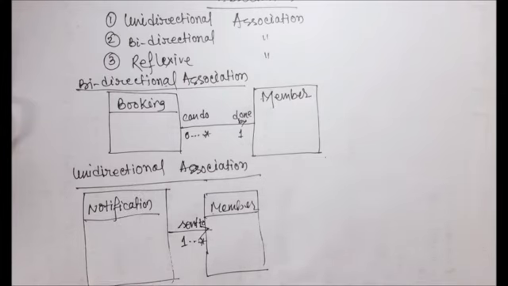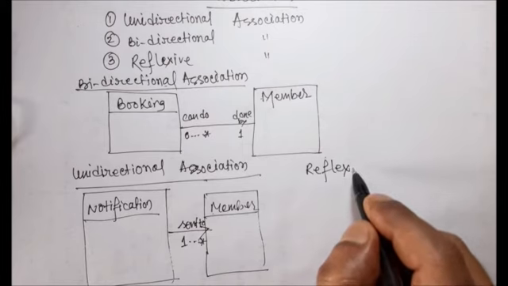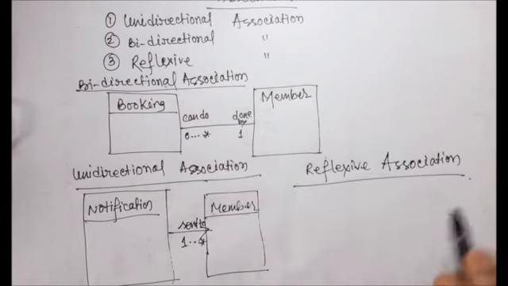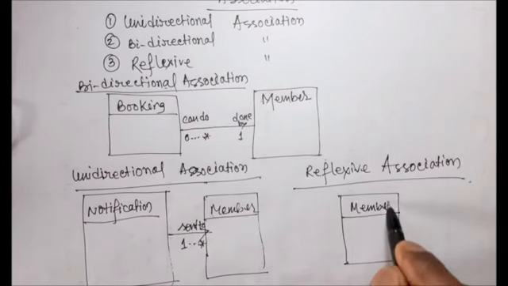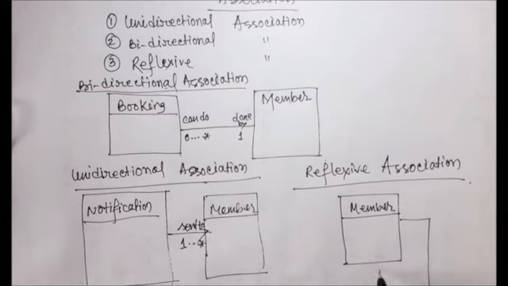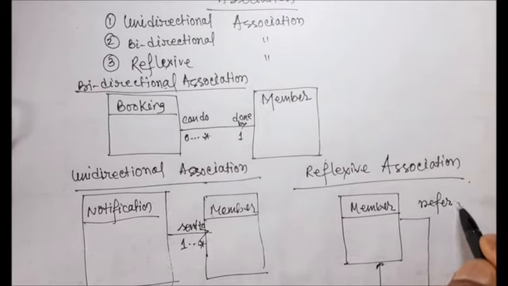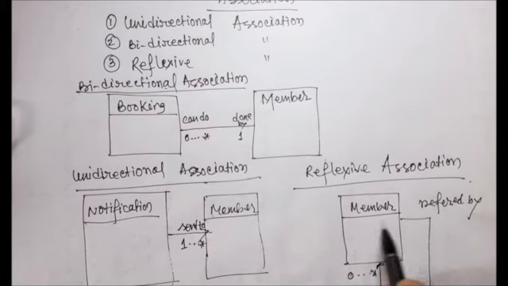And another association is called reflexive association. How? For example, member. If I consider the member class, a member can be referred by a member. So, we can write like this, referred by, and n number of members, even a member can be referred by a member. So, that type of relation is called reflexive association.